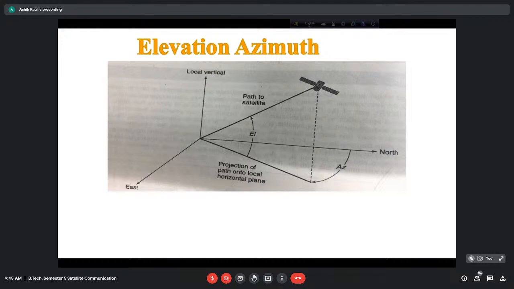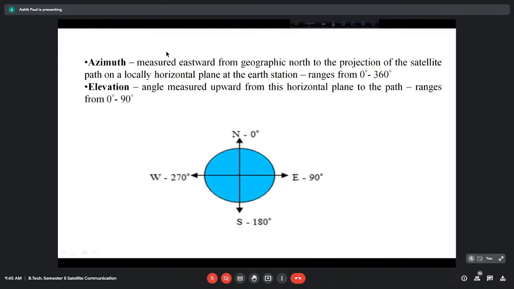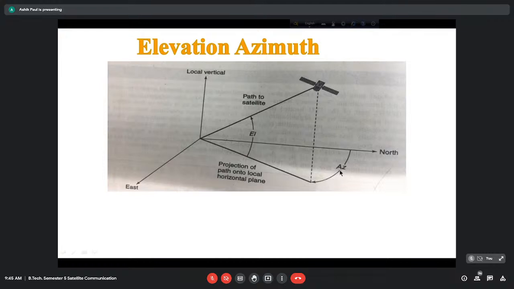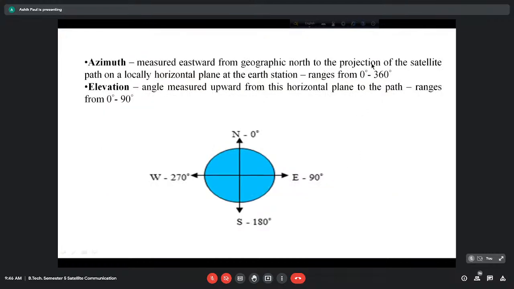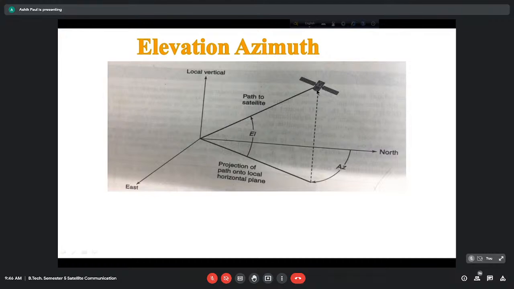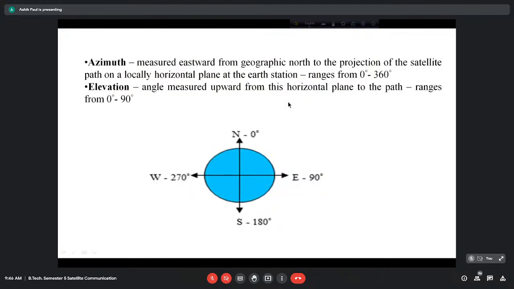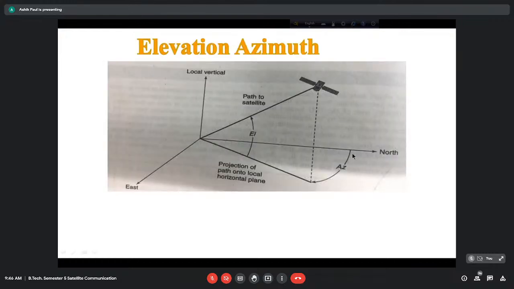With this definition in place, this is what is written over here. It is the angle measured eastward from the geographic north to the projection of the satellite path on a locally horizontal plane at the Earth station. This is the local horizontal plane. This is the projection of the satellite path. The angle through which you have to move towards the east from the north direction defines your azimuth. And the range of azimuth could be from 0 to 360.